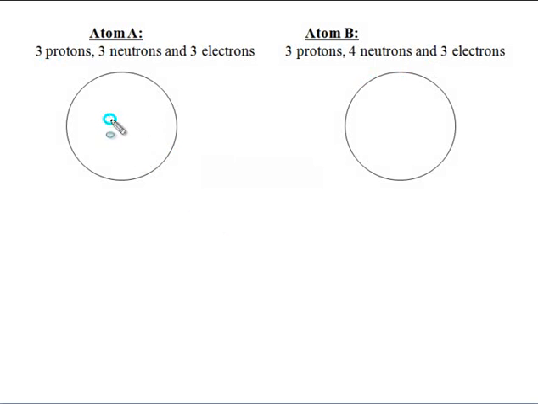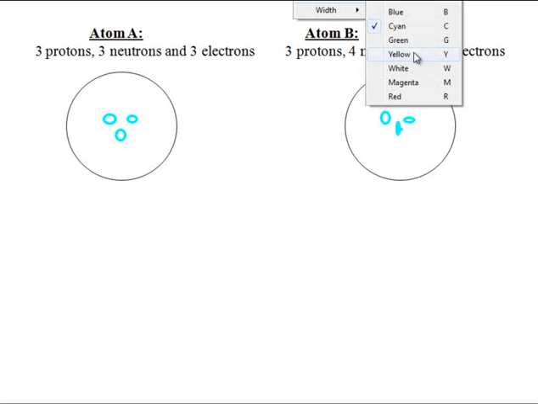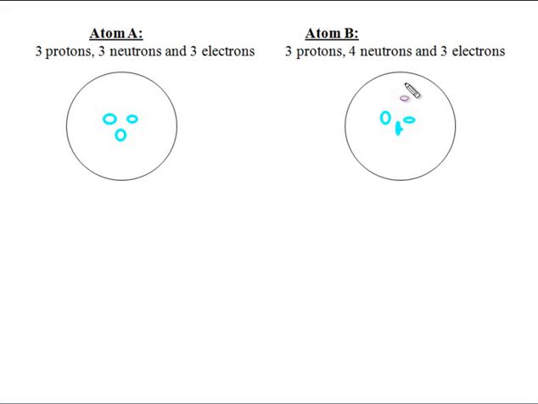Okay, so let's say that's a proton, that's a proton, that's a proton, and that's a proton, that's a proton, that's a proton. Let's pretend they're the same size. And let's change the color for the neutron. So this one has 1, 2, 3 neutrons, and this has 1, 2, 3, 4 neutrons. And the neutrons and protons would both be in the nucleus. And then each has 3 electrons.